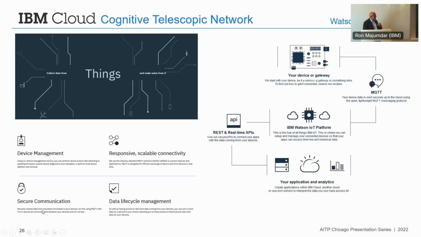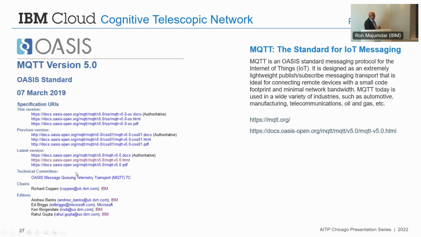I will get into a little more detail on that. So what does the Internet of Things platform in IBM do? It doesn't just provide a broker. It's obviously responsive, scalable, and all that. You have device management capabilities, secure connectivity, data lifecycle, and all that stuff built into the platform itself. So you can send messages from all over the place, and then you can reliably process the data on the cloud.